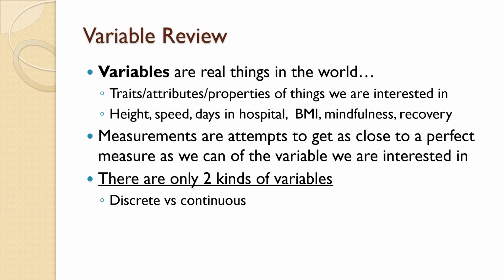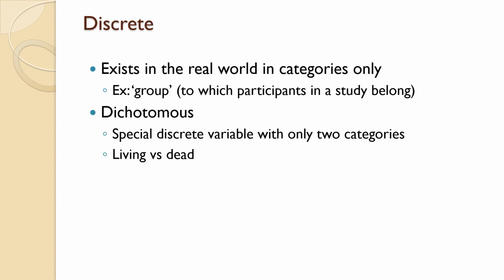And there are only two kinds of variables in the world, right? What we're really saying here is there are only two ways that these features or traits or attributes can exist. We're not talking about our measurement of them. We're talking about how they really exist in the world. And those are two separate things. Our measurements are our attempts to get as close to a perfect measure as we can, and we often fall short, as they're human endeavors, right? But in terms of the way things really are in the world, there are only two kinds of variables.